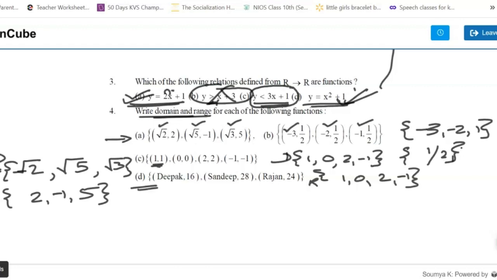Next D question is Deepak, Sandeep, Rajan as domain and range is 16, 28 and 24. Hope you understood this fourth question.